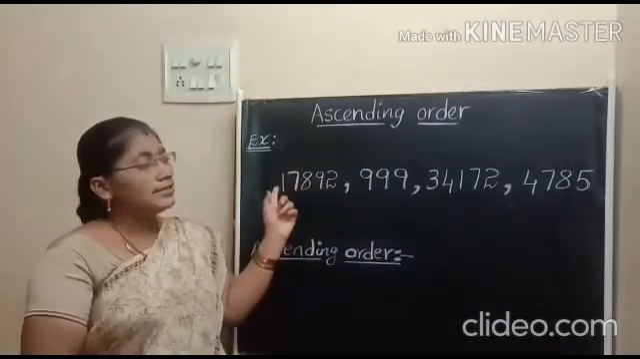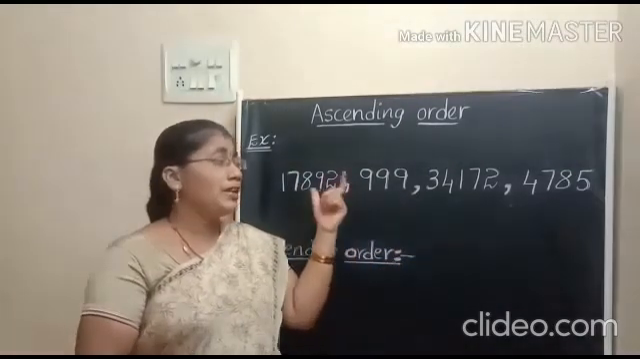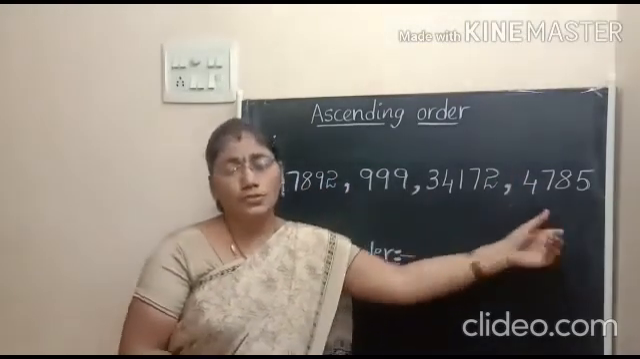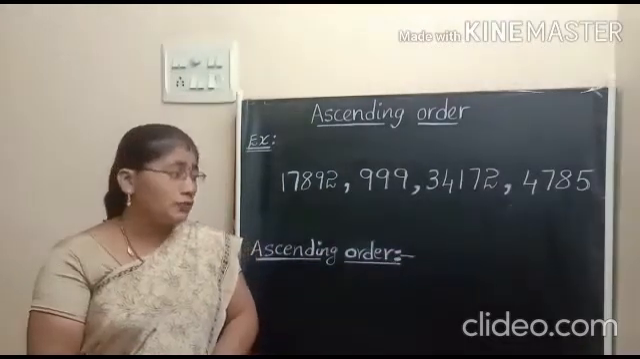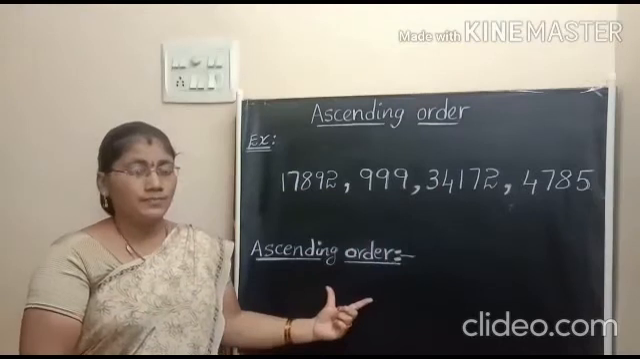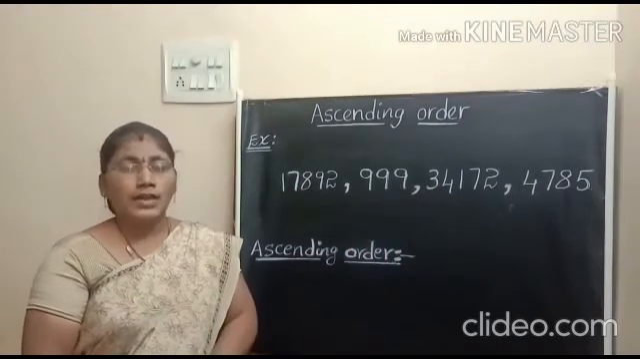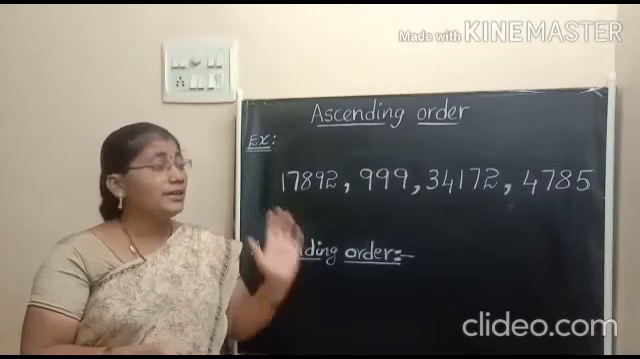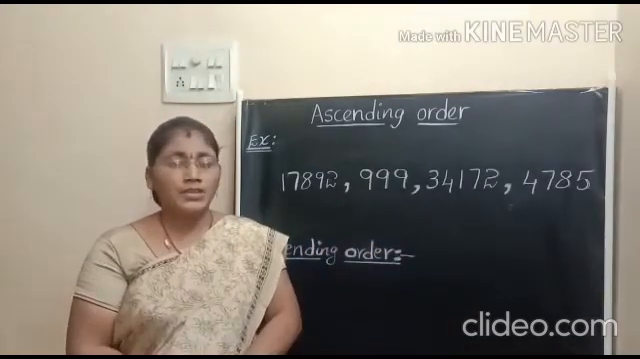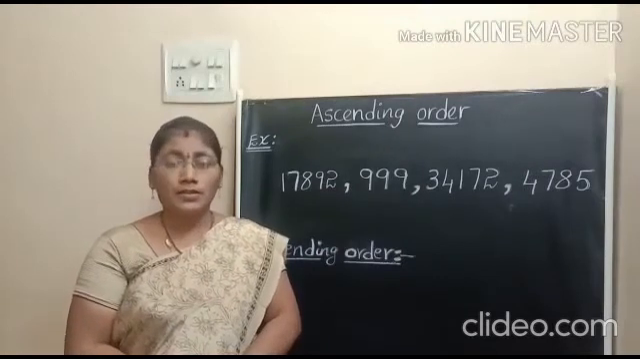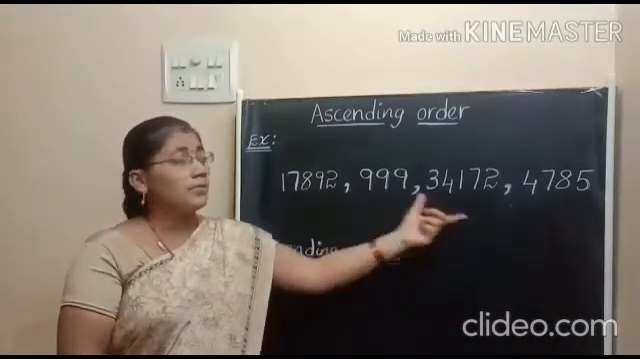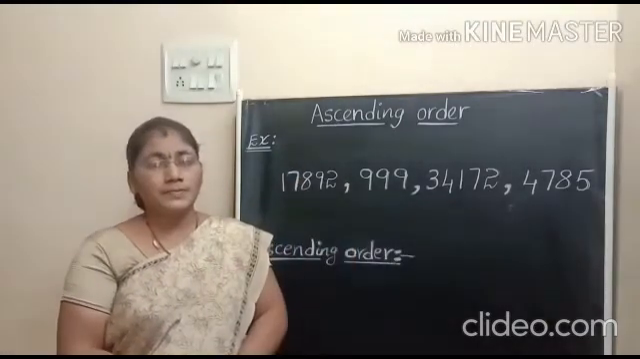Let us see the first example. Here we have 4 numbers. Now we have to arrange these 4 numbers in ascending order. What is an ascending order? Ascending order means arrangement of numbers from smaller to bigger. Understood? So, first we should identify which is the smallest number among these numbers.